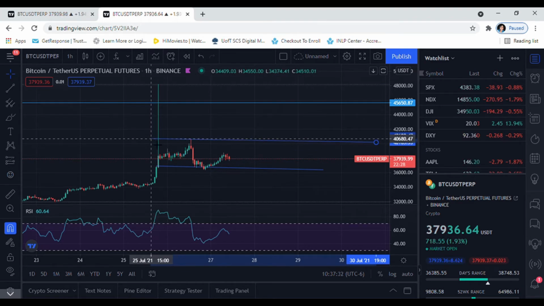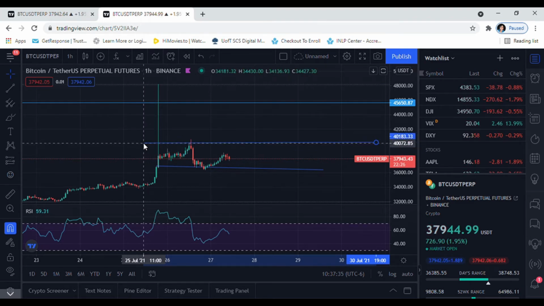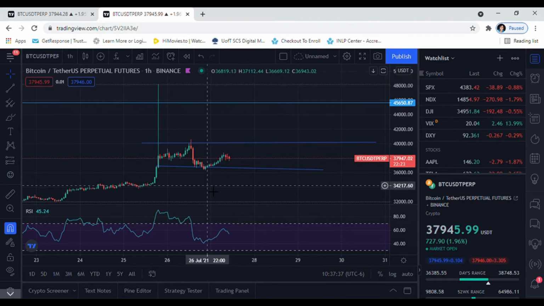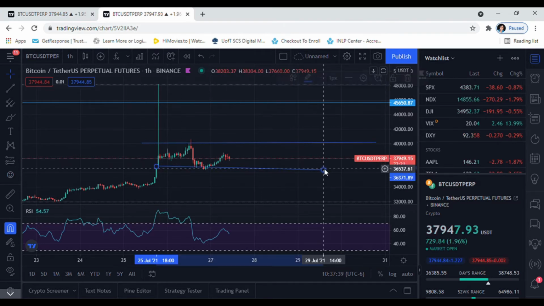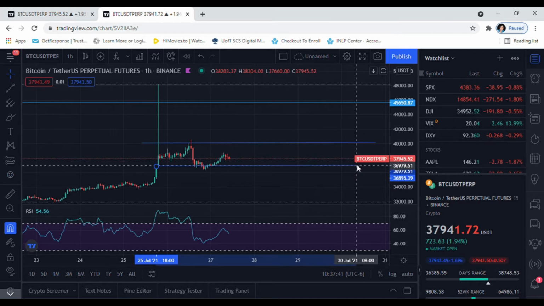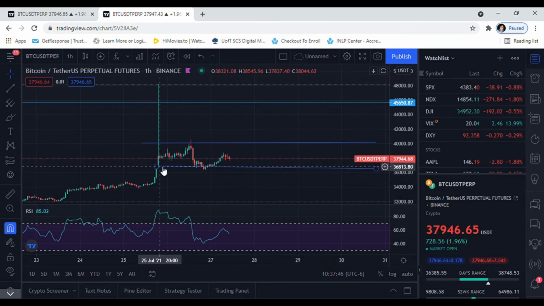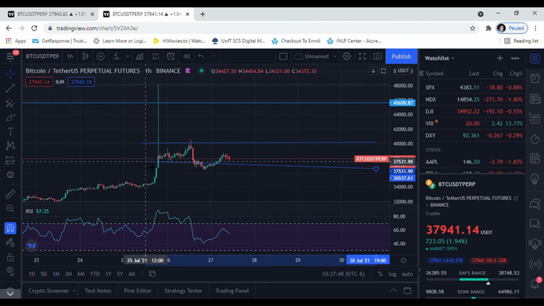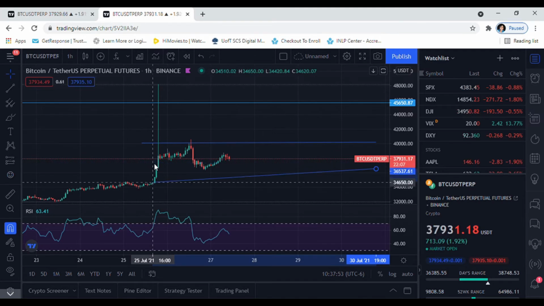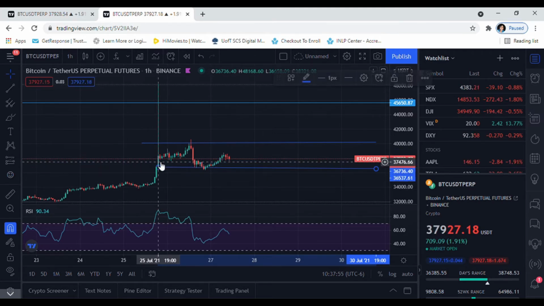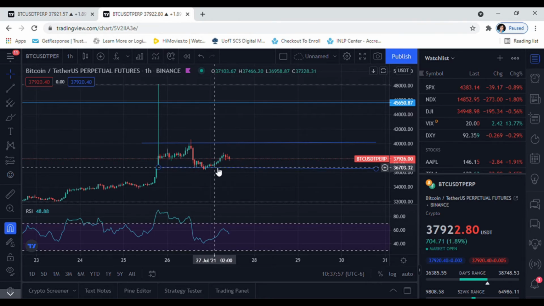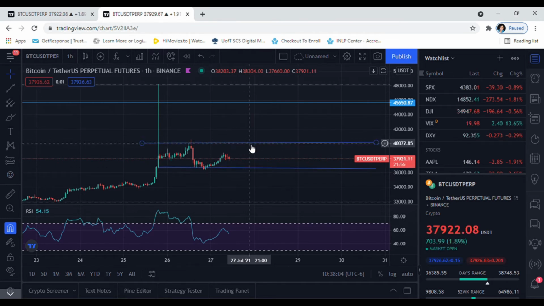Once you're able to figure out the support and resistance, it can make your trading so much easier, because now you can place your trades based on the support and resistance. Basically, once you figure them out, you just have to wait for the price to hit either the support or the resistance, and then you place your trade.